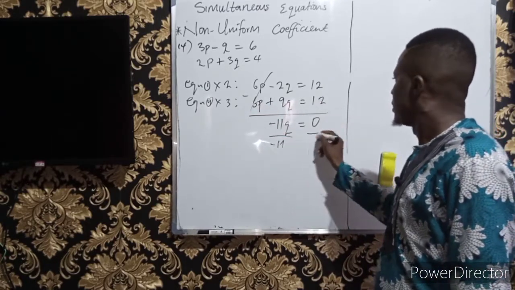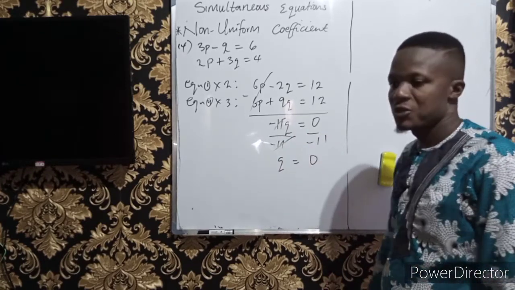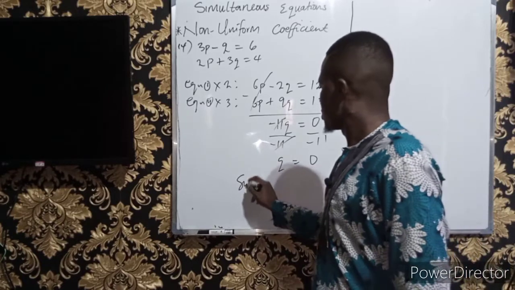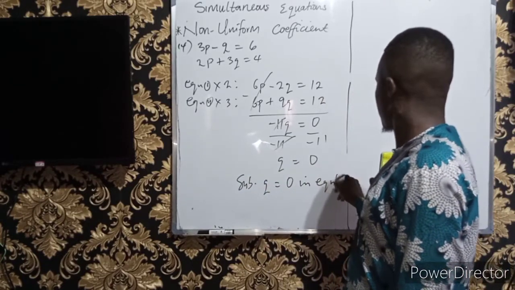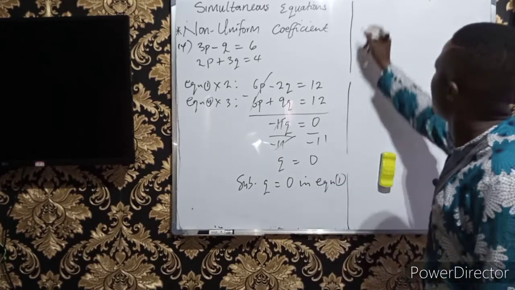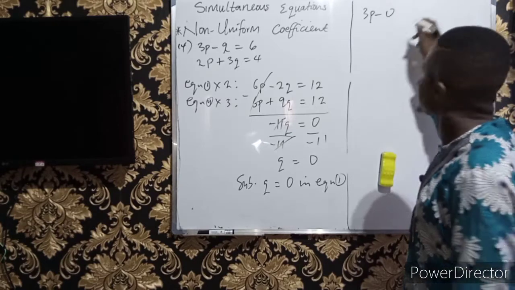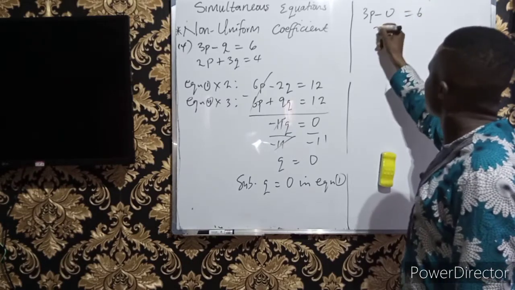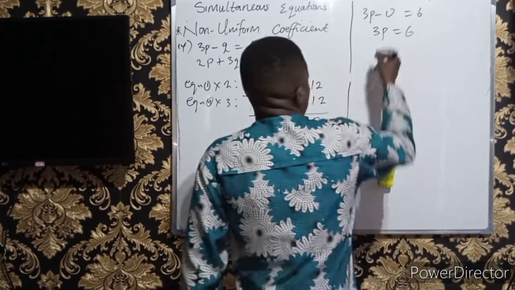So divide everything by negative 11. At the end of the day, we are getting 0 as q. So we can say substitute q equal to 0 in, say, equation 1. In equation 1, we'll have 3p minus, in q I plug in 0, equal to 6. 0 is nothing, so it's just like saying 3p is 6. So I'll have to divide both sides by 3.